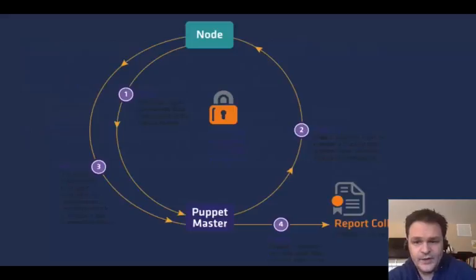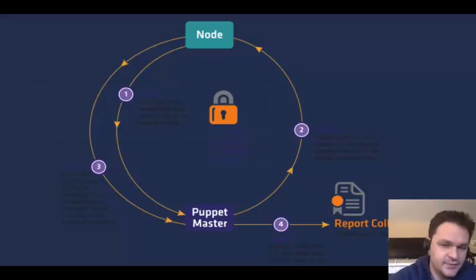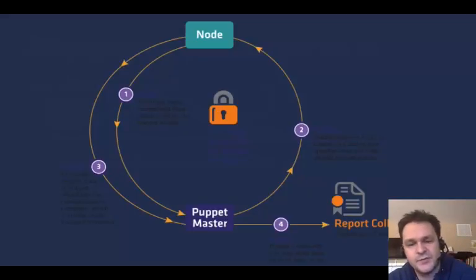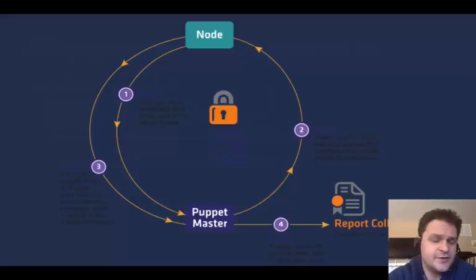So how does this look as we go? Step one is that the node that we're configuring, whether that's a database server or a network switch or something along those lines, sends some normalized data about itself to the master. And this is a demonstration of how Puppet works, but many of the other systems work similarly. This includes things like its operating system, how long it's been up, some of the information about its hardware, that sort of thing.